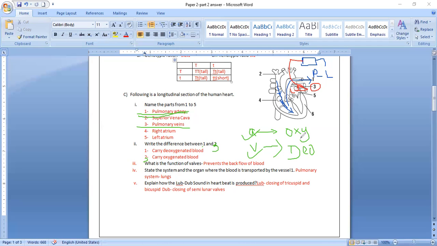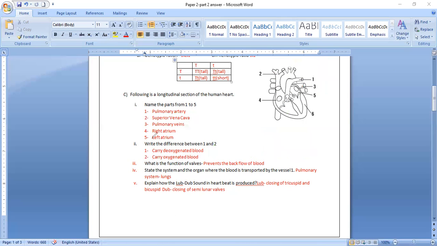Normally, arteries take oxygenated, veins take deoxygenated. But in heart, the pulmonary artery takes the deoxygenated blood and pulmonary veins take the oxygenated blood. Okay, so pulmonary veins take oxygenated and artery deoxygenated. That is vice versa. Okay, so that is the answer for the second question.